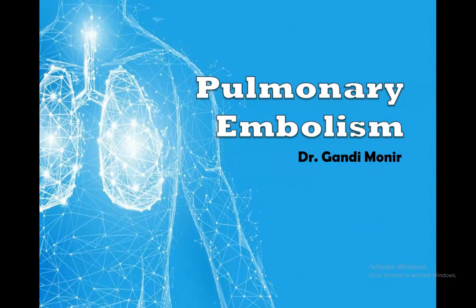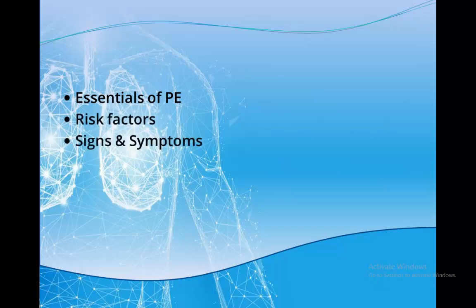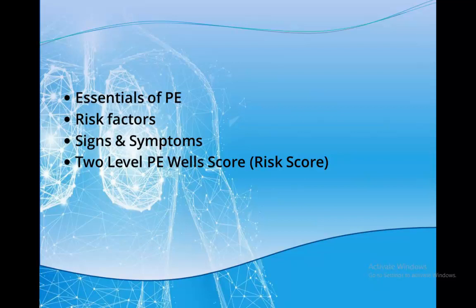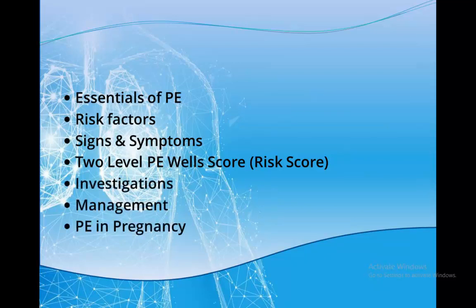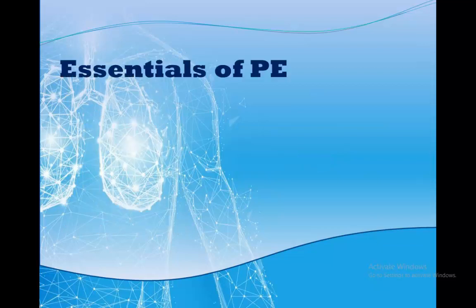Now, our main topic, pulmonary embolism. We'll look at the essentials of PE, risk factors, signs and symptoms, the 2-level PE Wells score we use to calculate the likelihood of PE, investigations, management, and PE in pregnancy.